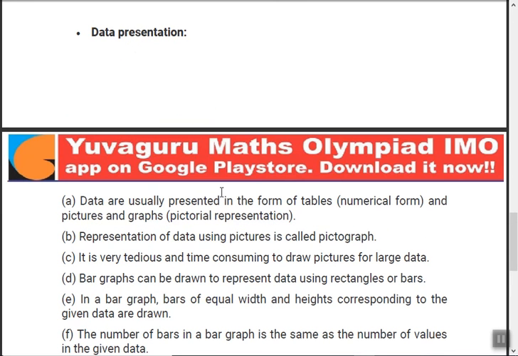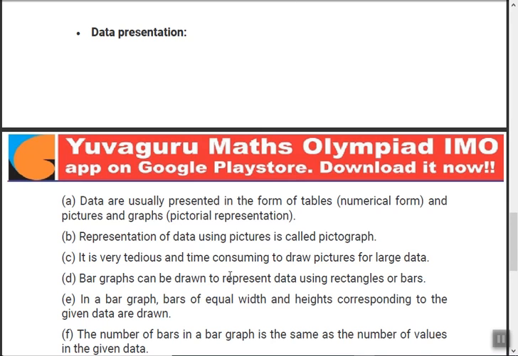Next is data representation. Data are usually presented in the form of tables, numerical forms, and pictures and graphs, pictorial representation. Means these two ways the data can be represented. Either it can be given to you in tables or in terms of pictures. Pictures means it can be pie charts, bar graphs, anything. Representation of data using pictures is called a pictograph. It is tedious and time consuming to draw pictures of large data.